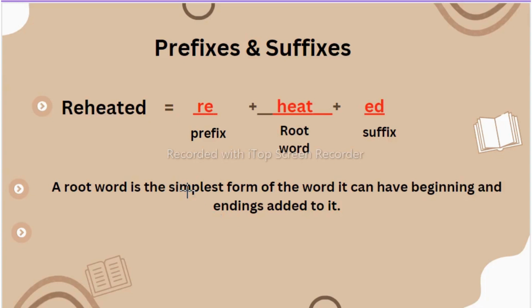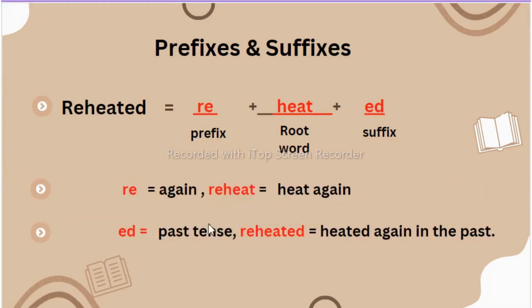So now let's see this word. In this word, re is the beginning, called a prefix, that is attached to the root word to alter its meaning. So what is the meaning of re here? The meaning of re is again. So when we combine this re, which means again, with heat, it becomes heat again.